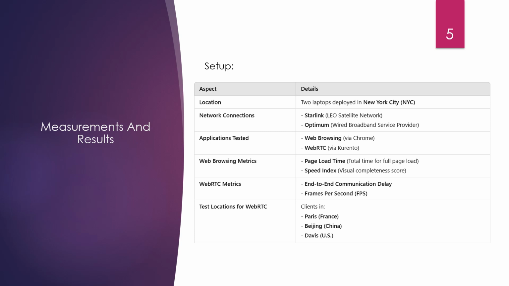The experiment setup involved deploying two laptops in New York City, one using Starlink and the other using an Optimum network connection. They tested web browsing and WebRTC via Chromium, evaluating metrics such as page load time, delay, and FPS. To assess performance under diverse conditions, WebRTC was tested from Paris, Beijing, and Davis.